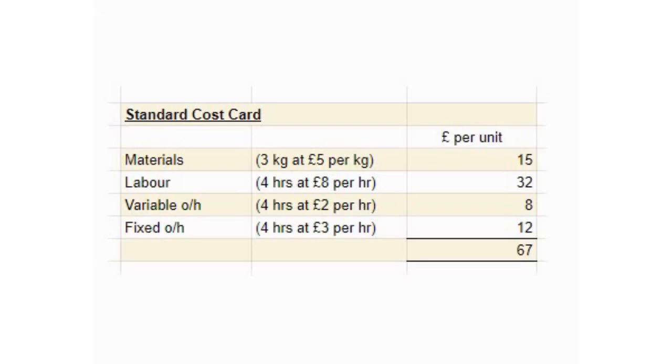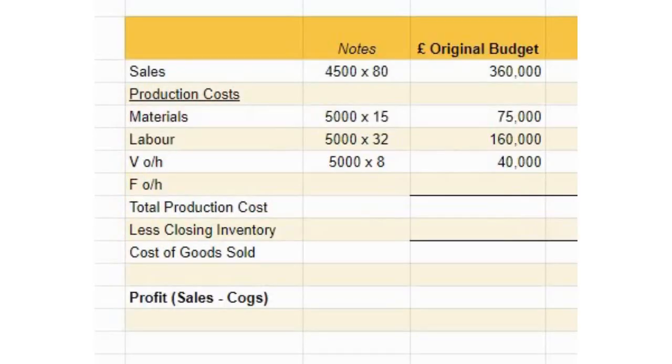And from the standard cost card we can see that variable overheads are budgeted at £8 per unit, so 5,000 units times £8, I'll put that in, and there we can see 5,000 units at £8 gives variable overheads budgeted cost of £40,000 for the period.